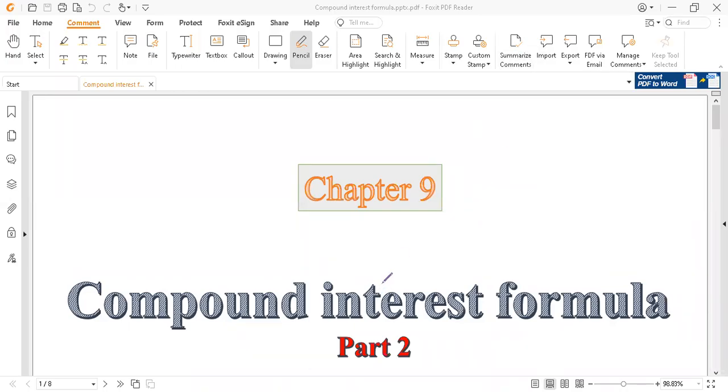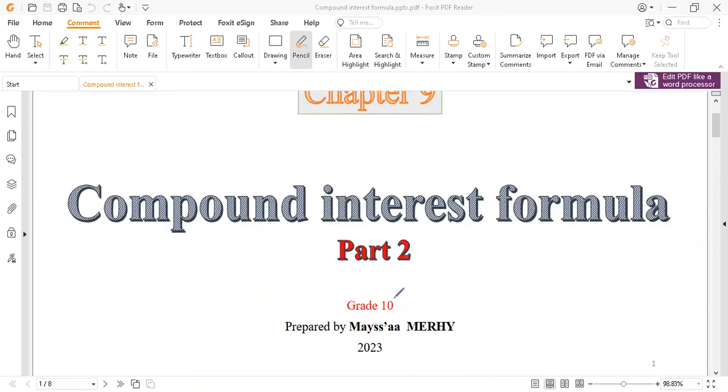Hi, everyone. In the previous session, we gave the definition of compound interest and the difference between compound interest and simple interest. In this part, we are going to give the formula that eases our work in the evaluation of the compound interest.